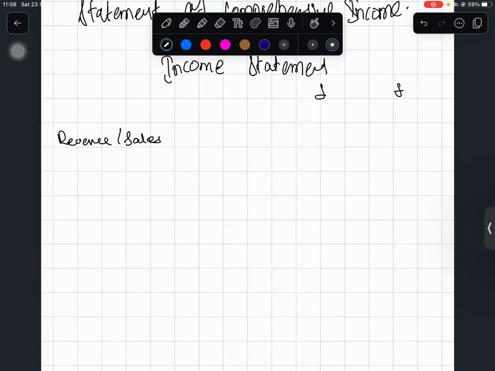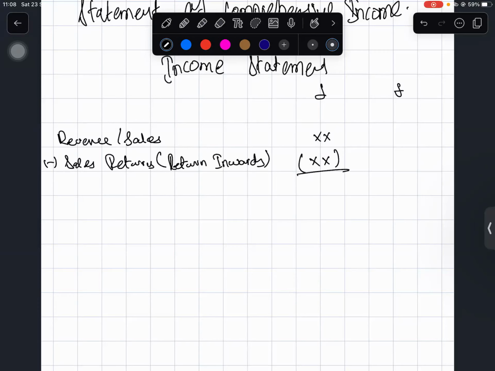Doesn't matter. We write it in this column. Then we have the sales returns, which can also be called return inwards. We write these here, we subtract this, and we arrive at the total sales figure. You can write it here or here, doesn't matter. So this is just formatting.